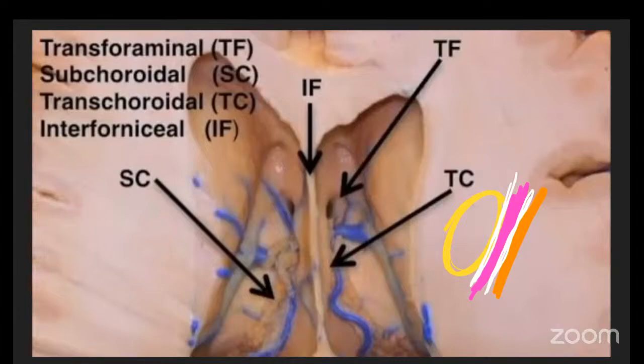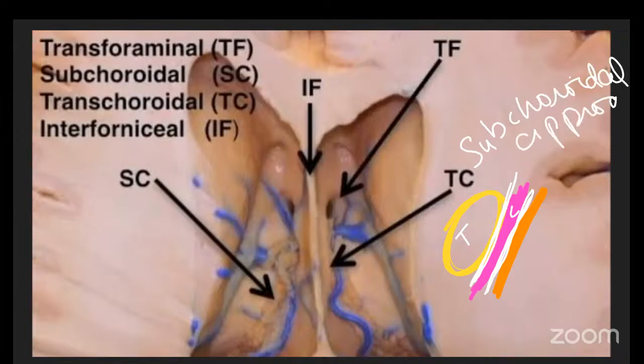Let me repeat myself. This is the thalamus, this is the choroid plexus. If I go between the thalamus and the choroid plexus, then this is a subchoroidal approach. If I go between this fornix and the choroid plexus here, then this is a transchoroidal approach.